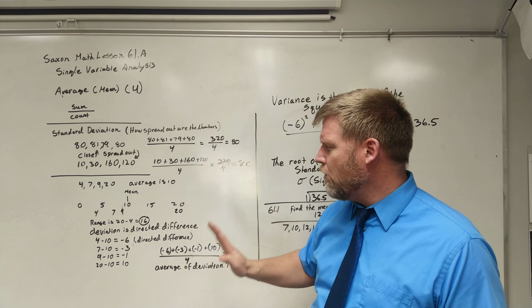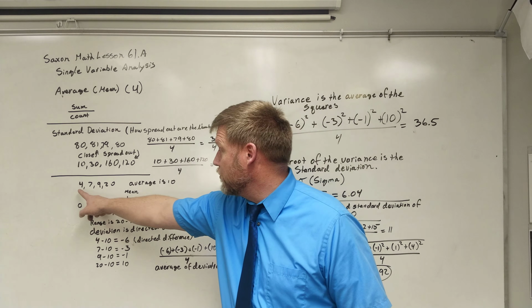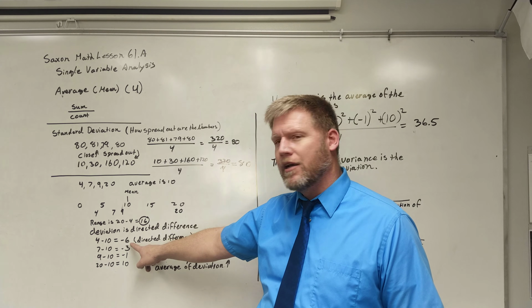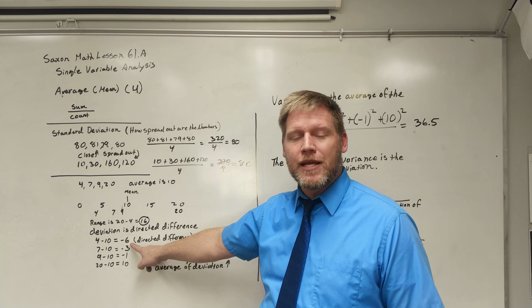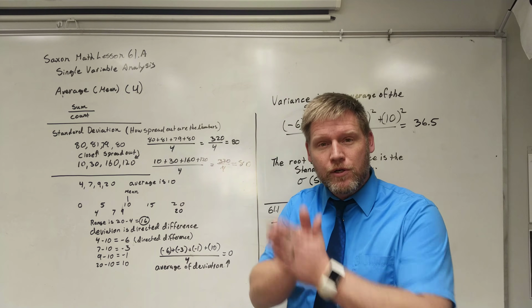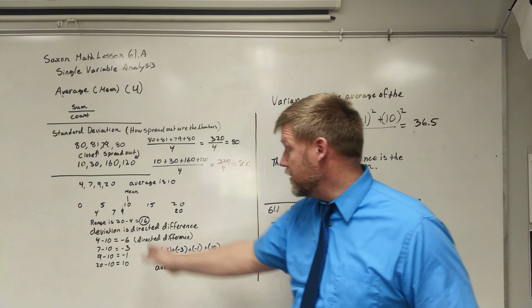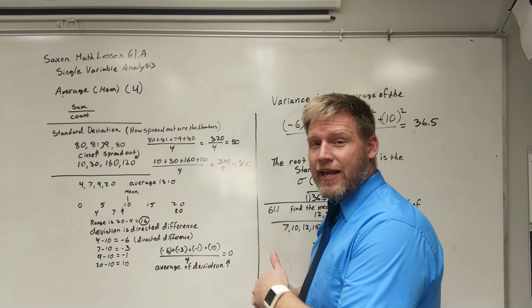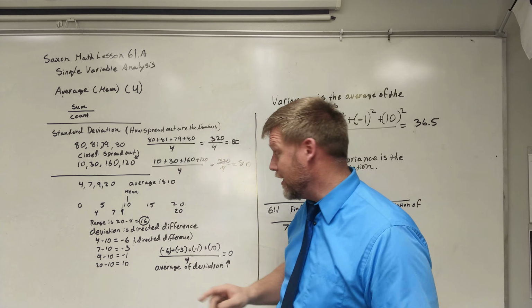So if I took each one of those numbers and said, for instance, here's our first number, 4 minus 10, that's our average, I'm going to get negative 6. That's the deviation from the mean. That's another new term for us. It's how far it deviates from the original. Where's the original? The mean. So the mean is 10. How far is 4 deviating? Well, negative 6. It's directed left 6.